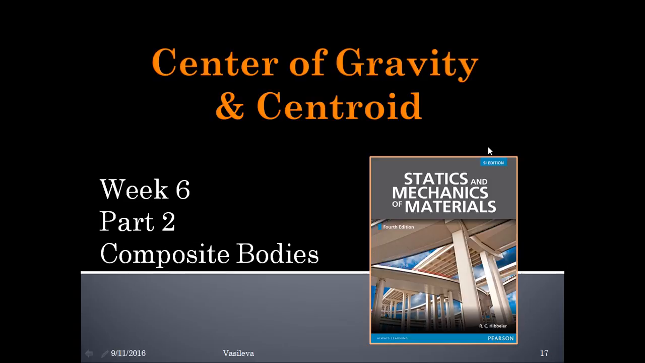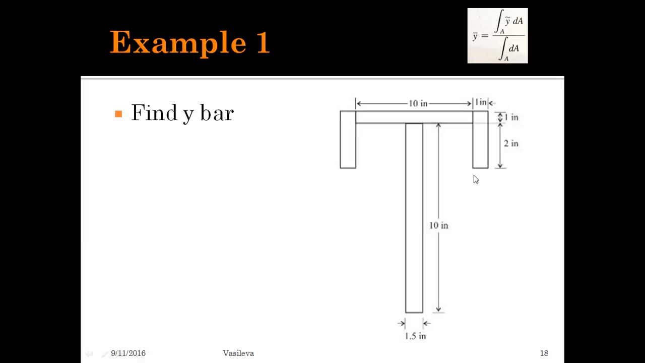Here we go, week 6, part 2, dealing with the center of gravity of composite bodies. So a composite body is basically an overall body like this that is composed of several different parts that we can find their center of gravity more easily.